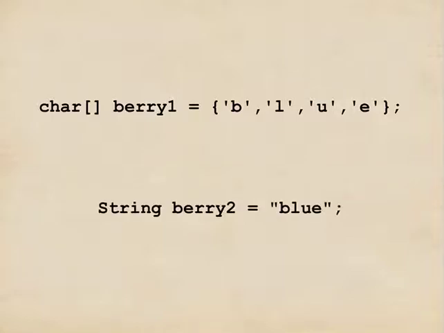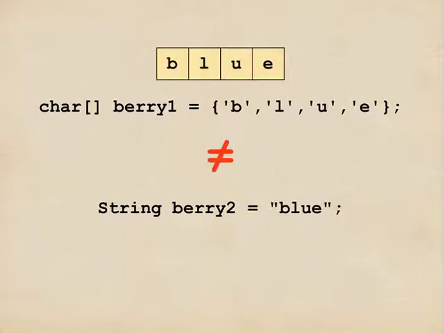If I want to create a string with the word blue in it, I might do it like this. I'm creating a String, again, capital S. The variable is named berry2, and it has the initial value "blue", now between double quotes. These are not the same thing at all. The thing on the top is actually 4 separate characters, one after the other. They just happen to be jammed together in an array. The thing on the bottom is a single composite object called a string.